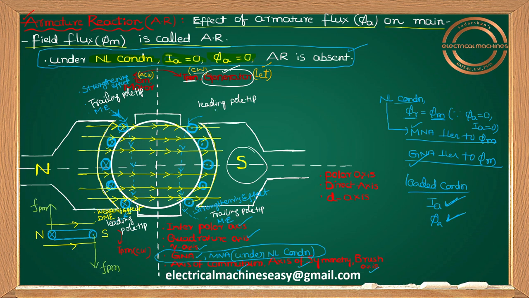Similarly, what about here at the leading pole tip of your south pole? I'm asking, okay? So please tell me, what about in this situation? See, here your pi a is like this, no? And what about pi m, it is like this almost. Try to understand clearly. That means it is opposing your pi m or aiding your pi m? I'm asking, pi a is opposing or aiding? See, try to see this arrow mark, and try to see this pi a arrow mark. They're opposing almost all.